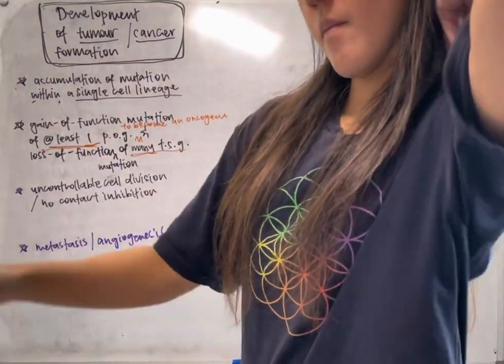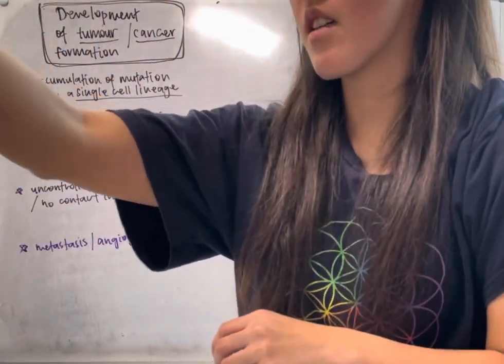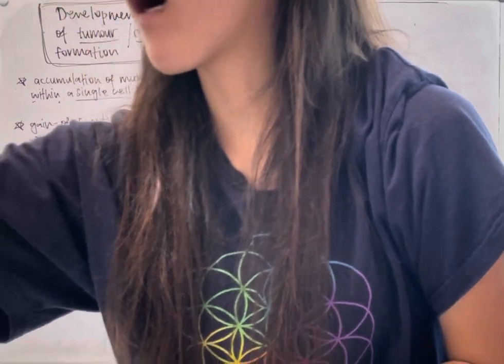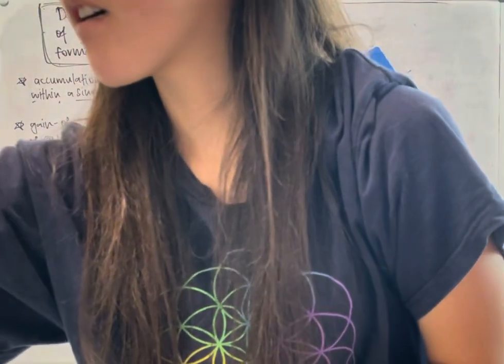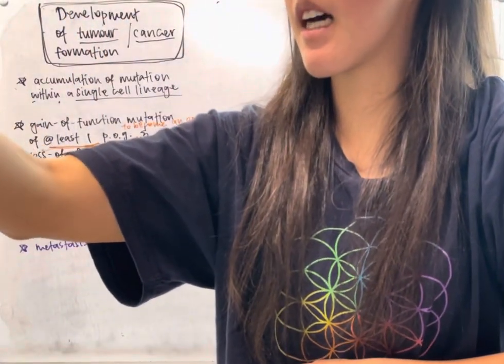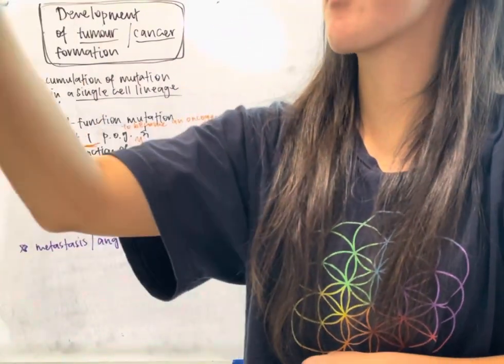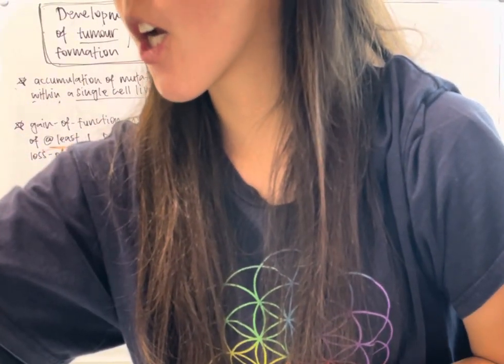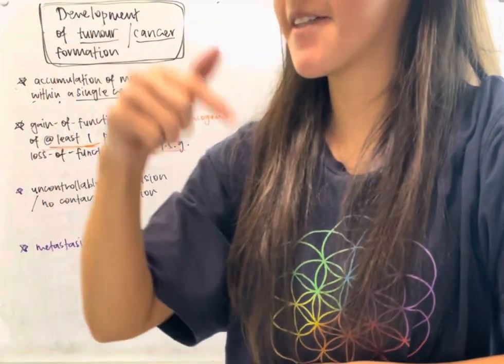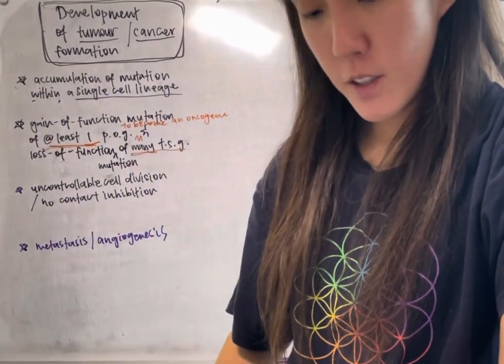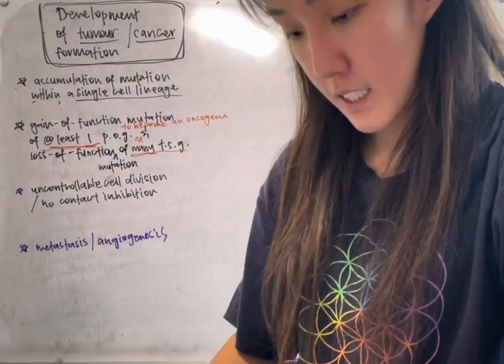It encodes for proteins that inhibit cell division. How? By arresting the cell cycle, promote DNA repair, and they also stimulate apoptosis.